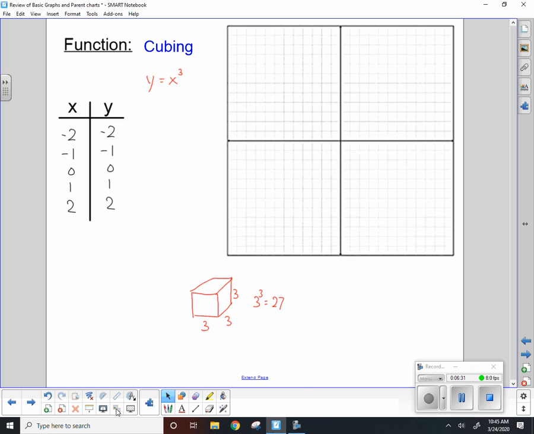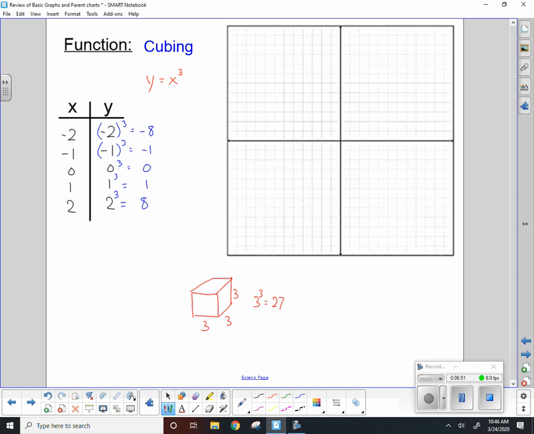Okay, so -2 cubed is going to give me -8. -1 cubed is going to give me -1. 0 cubed is still 0. 1 cubed is still 1. And 2 cubed is 8. And so those are my points.